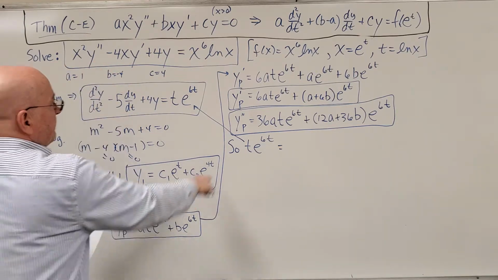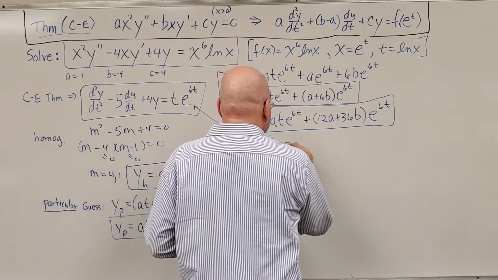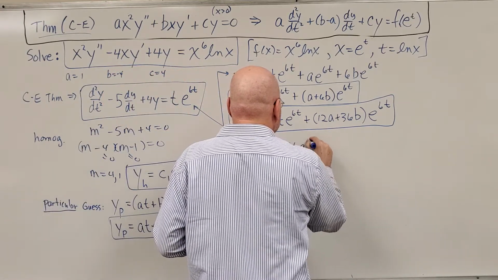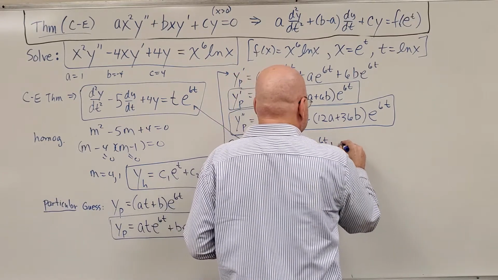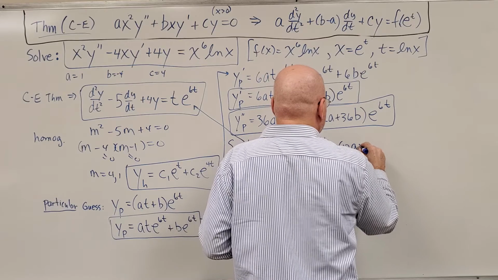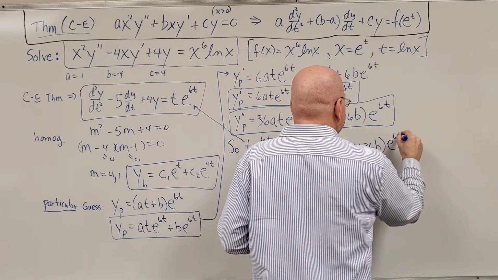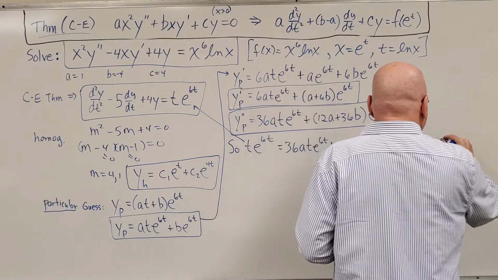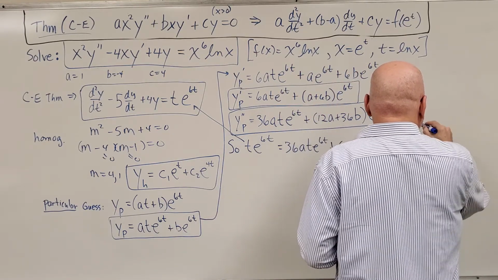y double prime p, this guy right here, 36 AT e to the 6t plus 12a plus 36b, in parentheses, e to the 6t. That is my y double prime p. I'm just making a note.